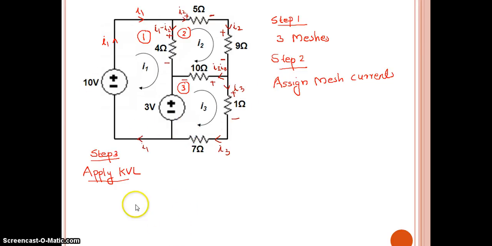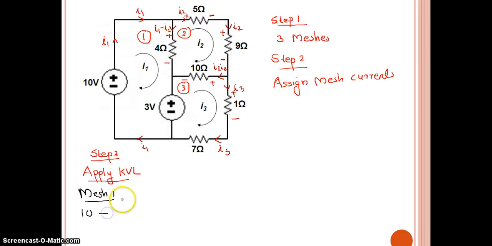We are going to write now the KVL equation. In mesh 1, I am going to apply the KVL. See, this is mesh 1, and the assigned current is in this direction. So minus to plus, plus 10. Look here, no elements here. Here comes plus to minus.